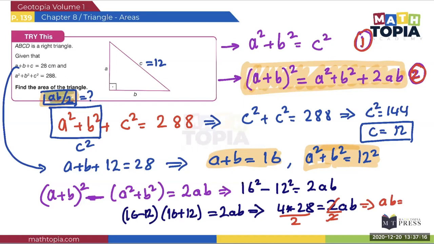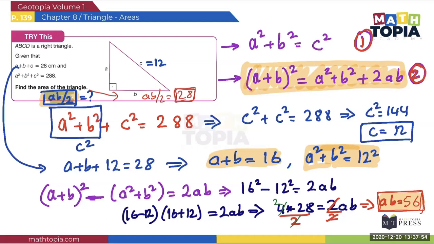AB equals... AB becomes what? It becomes just 2 times 28, then AB is going to be 56. Wow, hooray, hooray. We got it. Oh yeah, AB is 56, but the answer, the area, becomes 28. Why? Because the area is AB over 2. 28 would be my answer.